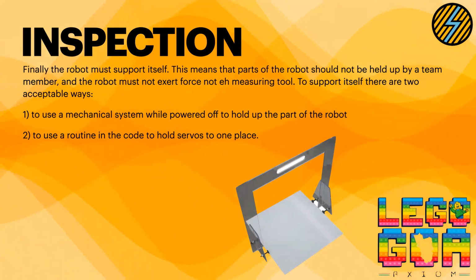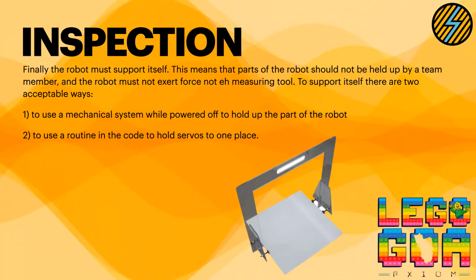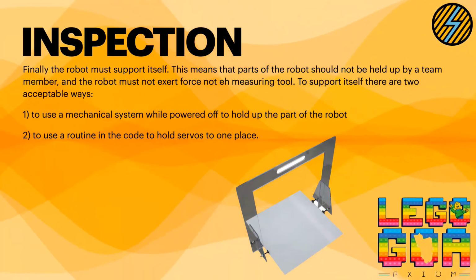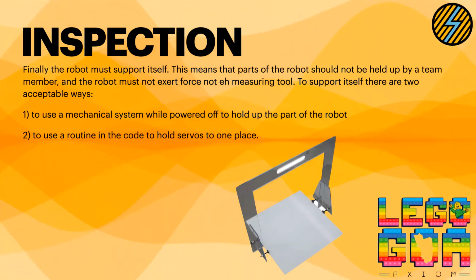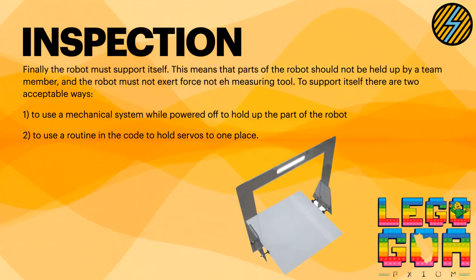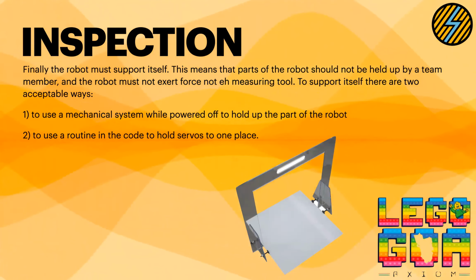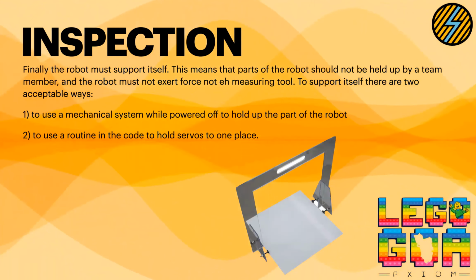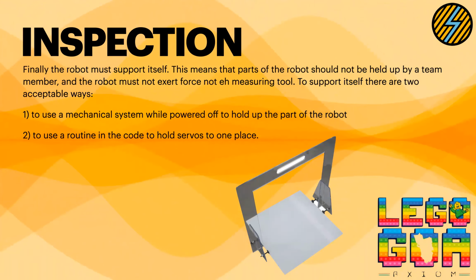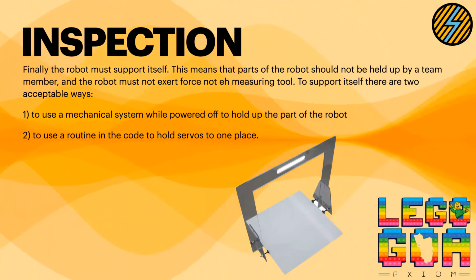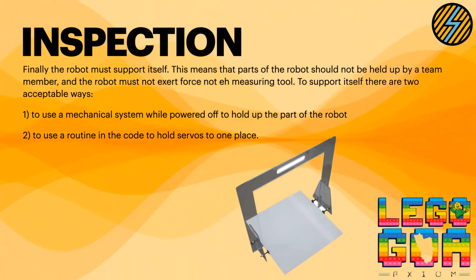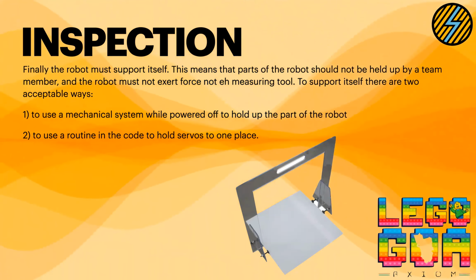Finally, the robot must support itself. This means that a part of the robot cannot be held up by your hand. For example, if you have an arm that extends to the side of the robot, or a piece of the robot is hanging on the side, it should be able to hold itself. You shouldn't have to hold it up by any other means. There are two ways: you can either have a mechanical system, such as a string attaching or some beams to support it more, or you can use a routine in code to make the servo stationary in that place.